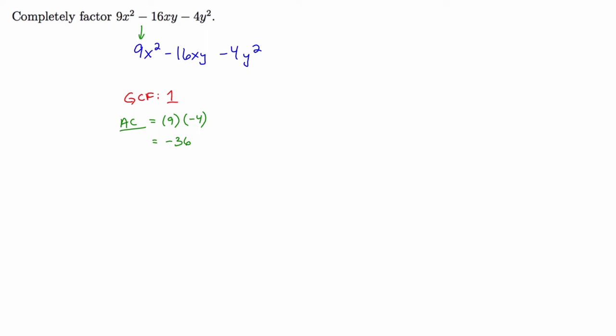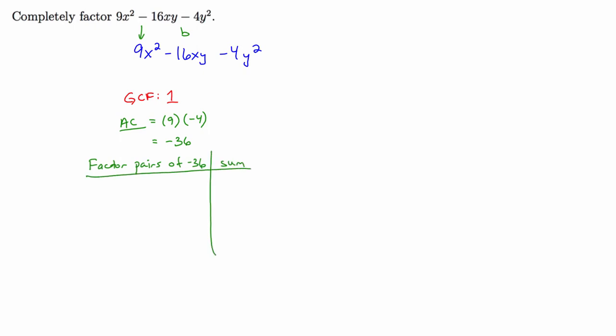So we need to find something that multiplies to make negative 36 and adds to make the b value, negative 16. We'll do this by constructing a table of factor pairs for negative 36. The first column will have the factor pairs, the second column will then have the sum of those factor pairs.